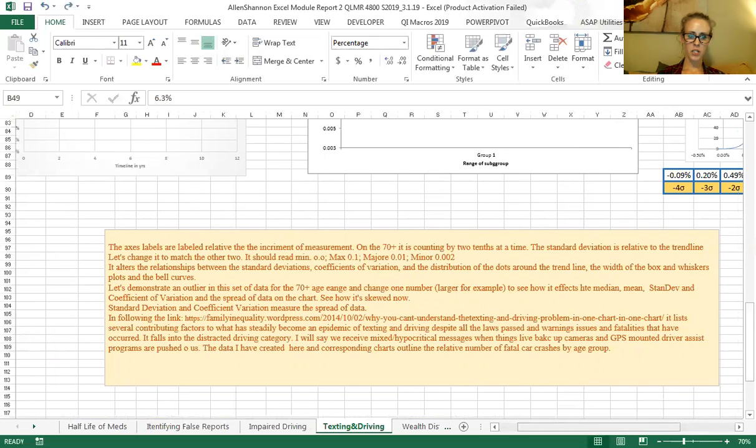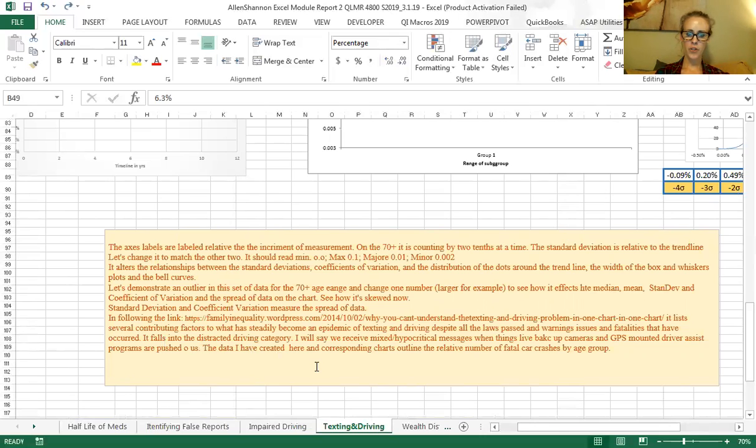Standard deviation, let's see, the following link, I followed the link as per instructions. There were several contributing factors to what has steadily become an epidemic of texting and driving. Despite all the laws that are passed and warnings, issues, and fatalities that have occurred, it falls into the distracted driving category. And I will say that we receive mixed and hypocritical messages because when things like backup cameras and GPS-mounted driver assist programs are pushed on us, it sends mixed messages.